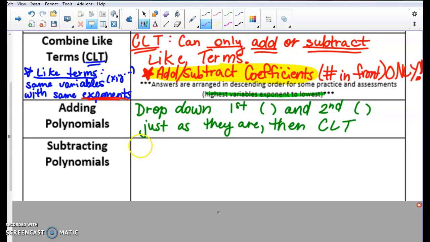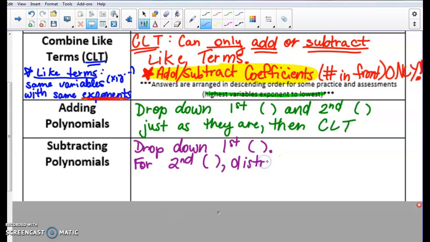Now the next part we're going to look at is subtracting polynomials. So for subtracting polynomials, our step 1 is the same. We're still going to drop down the first parenthesis. Okay, then for our second parenthesis, we're going to distribute the minus sign. Oh, let's just put the symbol there.